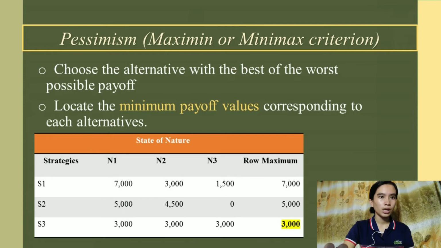So here the maximum still is 7,000, then 5,000 and 3,000, and we choose 3,000 because this is maximin, wherein minimum payoff values are important. So under pessimism, we will choose strategy number 3.